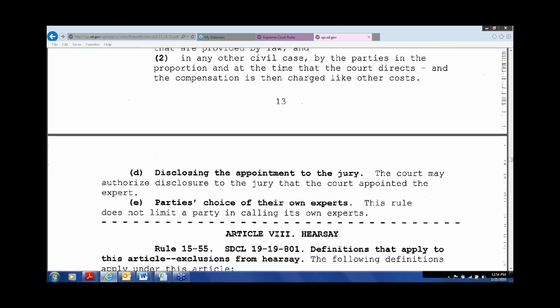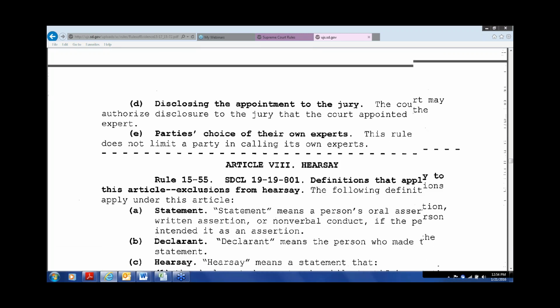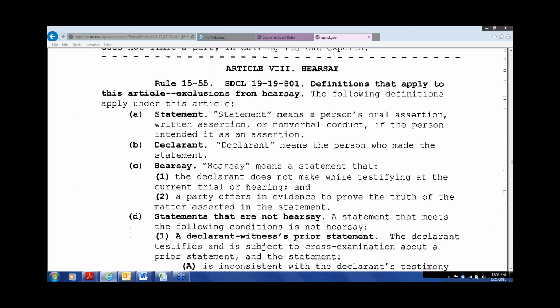The next rule I need to talk about, Article 8. The hearsay rule.